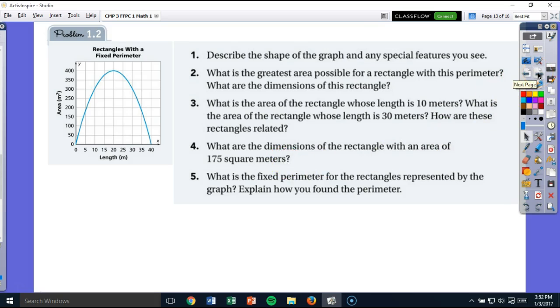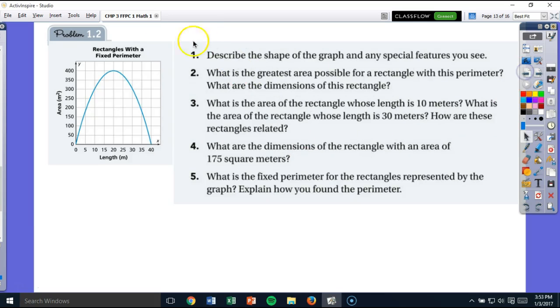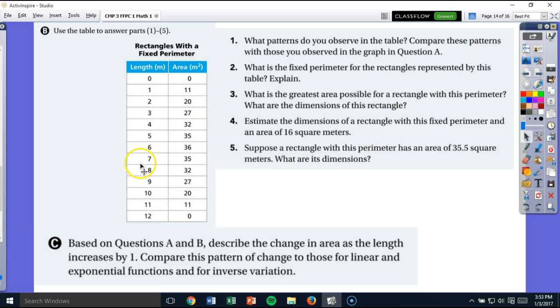As we go on to the second part, part B, now we've been given a table, and it's asking you very similar questions to what was asked back here for the graph. So it wants you to be able to read both a graph and determine what the answers are, as well as being able to read a table and determine what those answers are. Once you finish those two, take a look at part C.